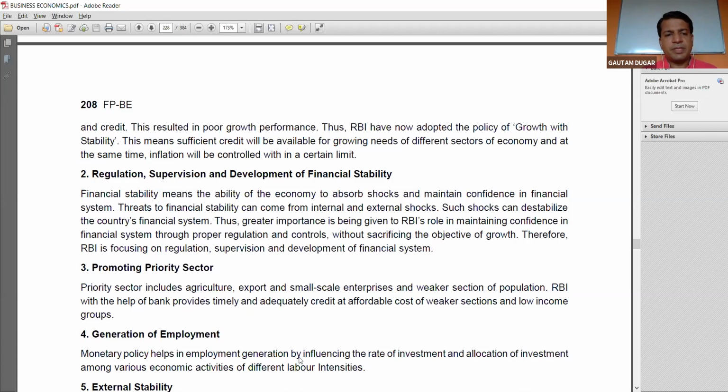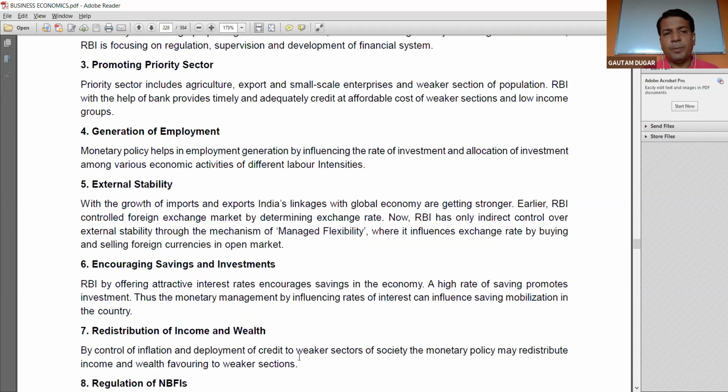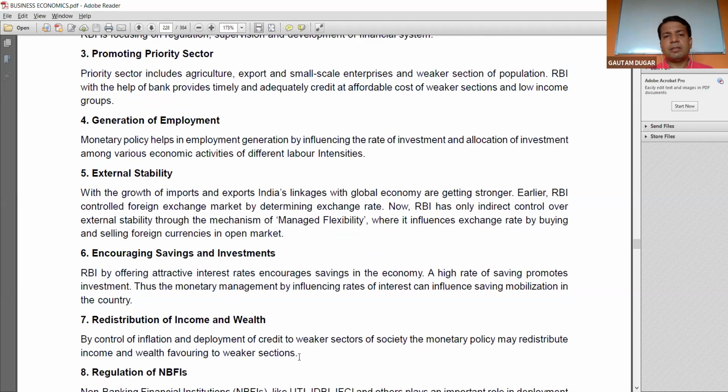So these are basically the objectives: generation of employment, external stability, that is stability of the Indian currency vis-a-vis the foreign currency. I said so. Basically, there are two systems: the fixed exchange rate mechanism, which we used to follow before 1981, and thereafter we adopted the flexible exchange rate system. But again, in the flexible exchange rate system, we follow managed flexibility. That is, if required, RBI can interfere in the market.